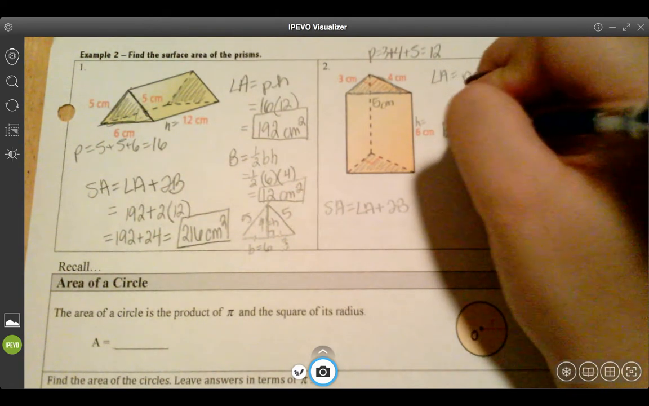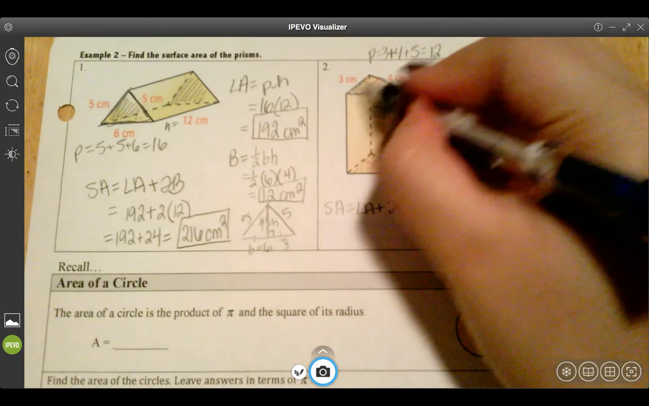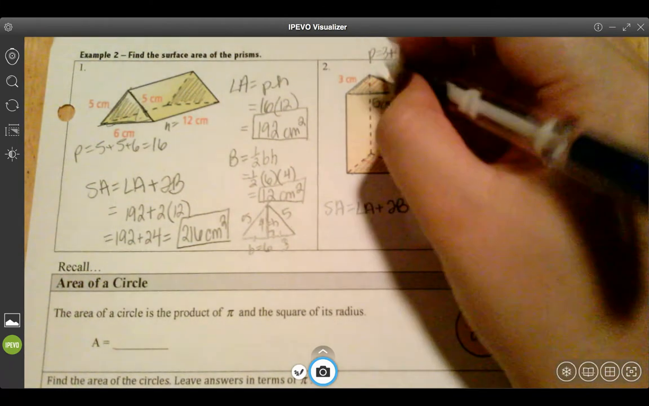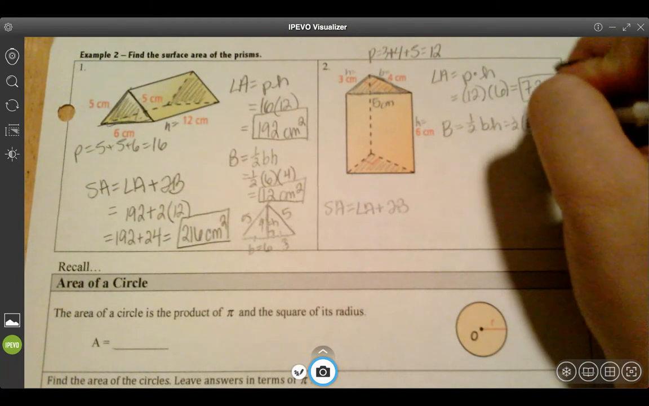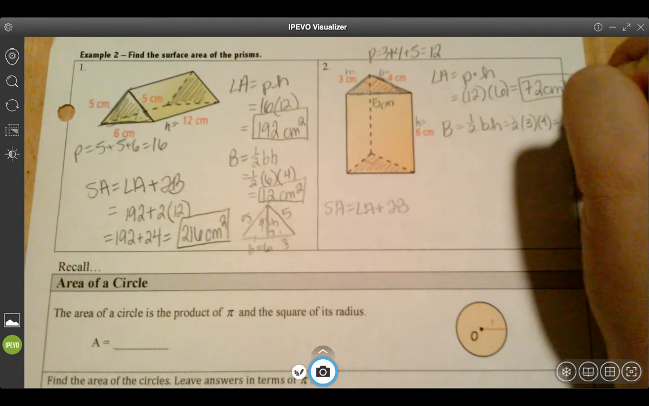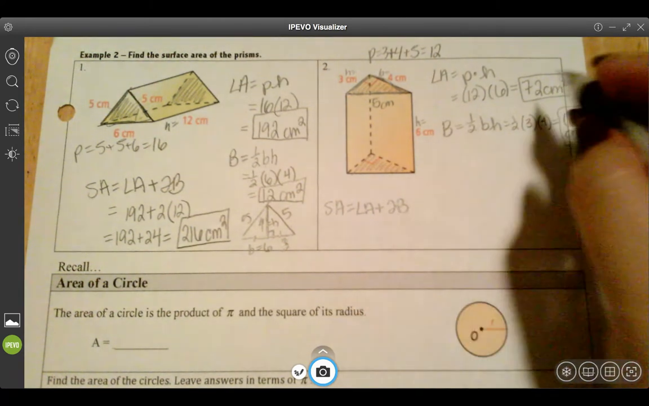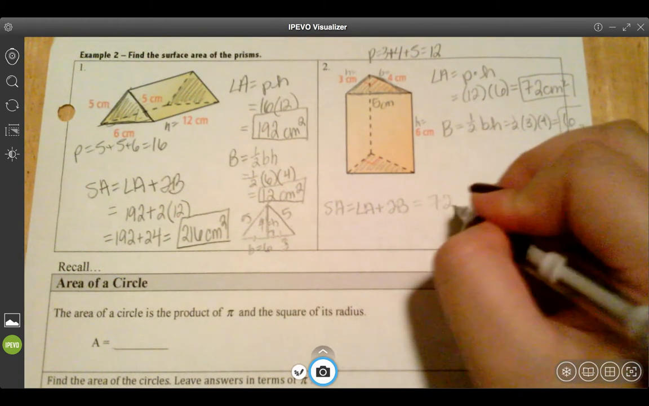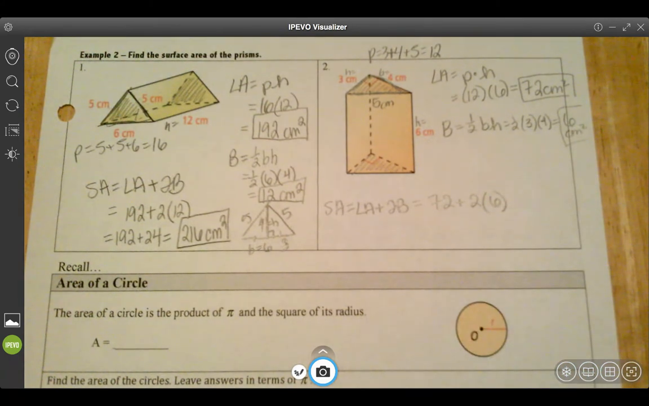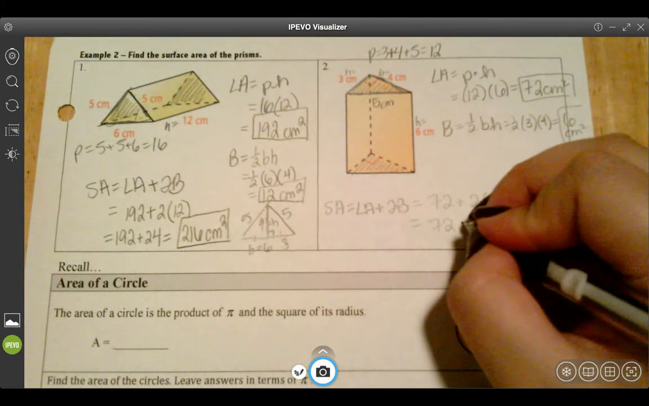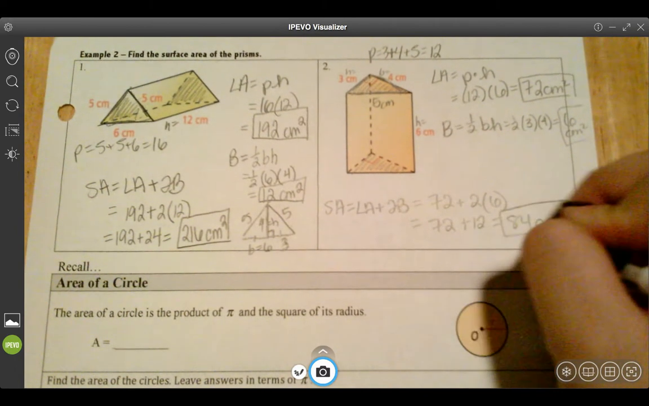Then we also need a base. 1/2 base of the triangle times height of the triangle. Luckily, we have these 2 perpendicular distances, so I can call either one the base and the other one the height. So that's 1/2 times 3 times 4 is 6 square centimeters for the base. Surface area is lateral area plus 2 times the area of our bases, which were triangles for this one. So that's 72 plus 12 gives us 84 square centimeters.